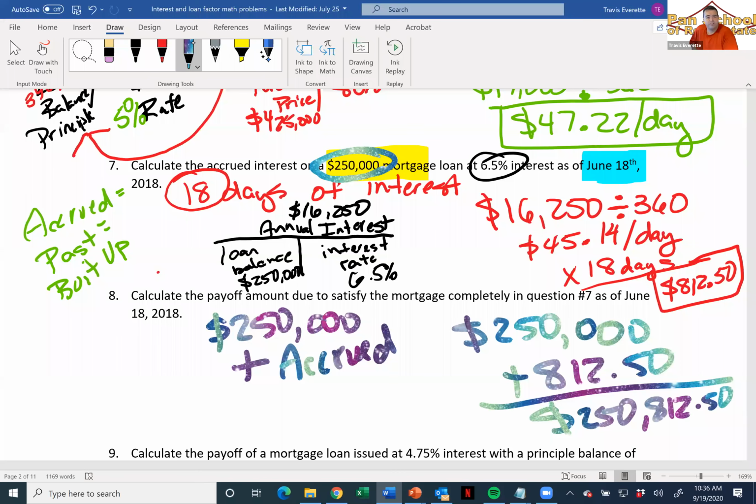And by the way, here's a very practical question. They won't ask you this on the test, but I think it will help you with the test to understand it: if we closed on the 19th, would that payoff number be different? Would it be more or less? $45 more. It would be $45.14 more if we went a day late. If we closed a day earlier, it would be $45.14 less, because accrued interest is going to go up or down based on your day of closing.